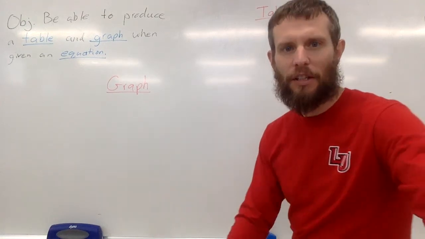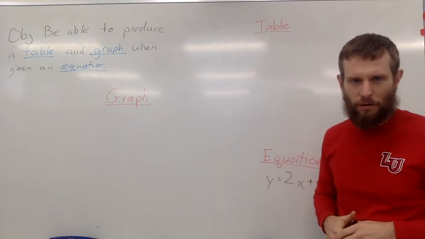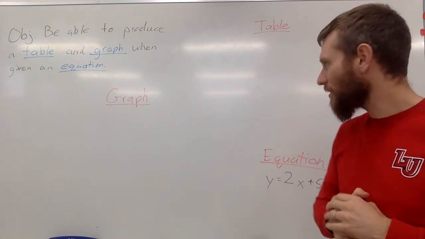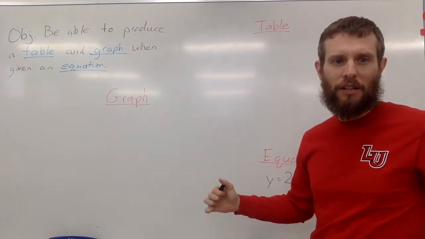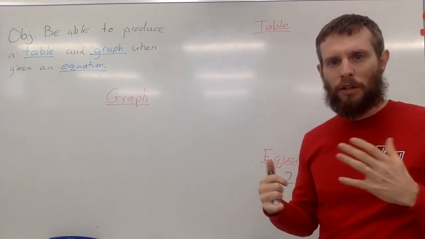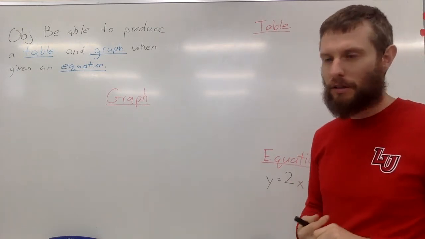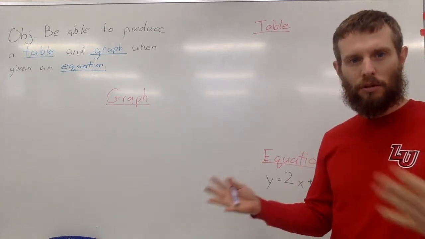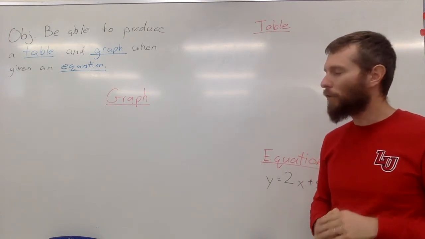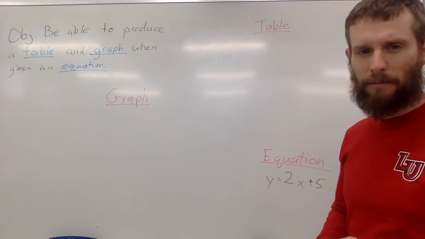Okay, in this video, this is the first part of what I call the triple threat of linear equations. Basically, when given one of the following, either a table, a graph, or an equation, you need to be able to produce the other two. If you can do that, you have half of Algebra 1 in the bag, I think.